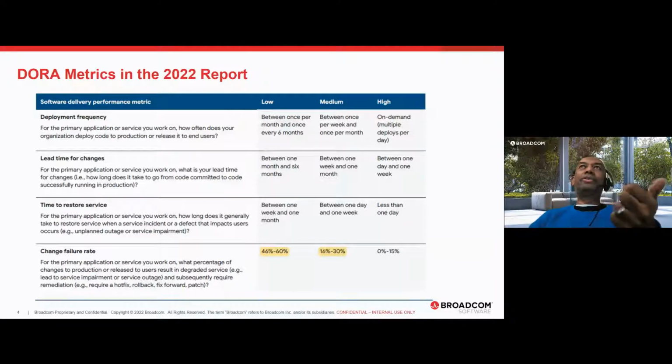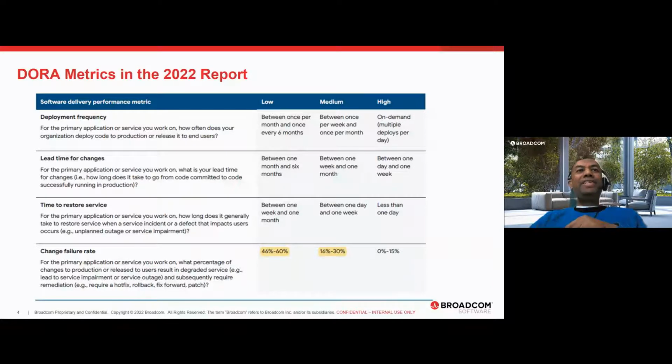The time to restore service is the amount of time that is spent in recovering from any kind of failures in production. And the change failure rate refers to what percentage of your deployments cause things to break in production. For example, an outage or a service degradation that requires some kind of an action like a hotfix or a rollback or a fix forward and a patch.